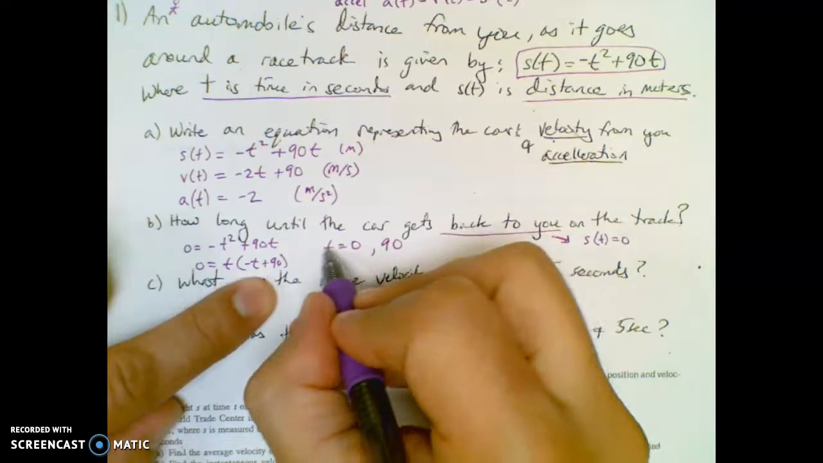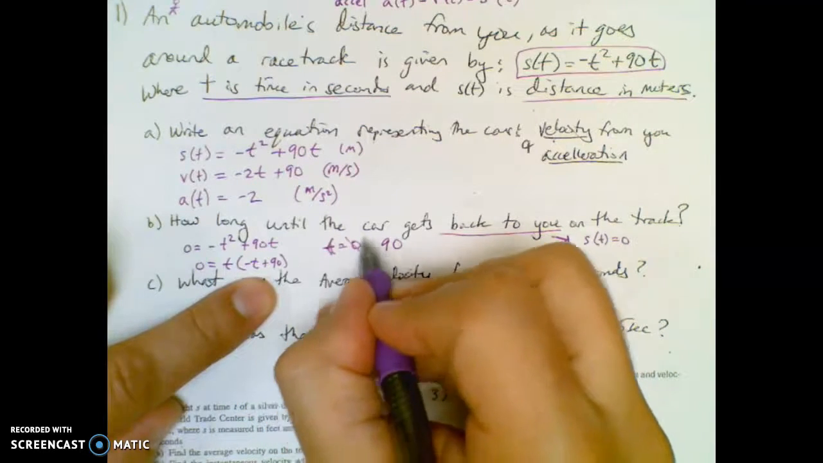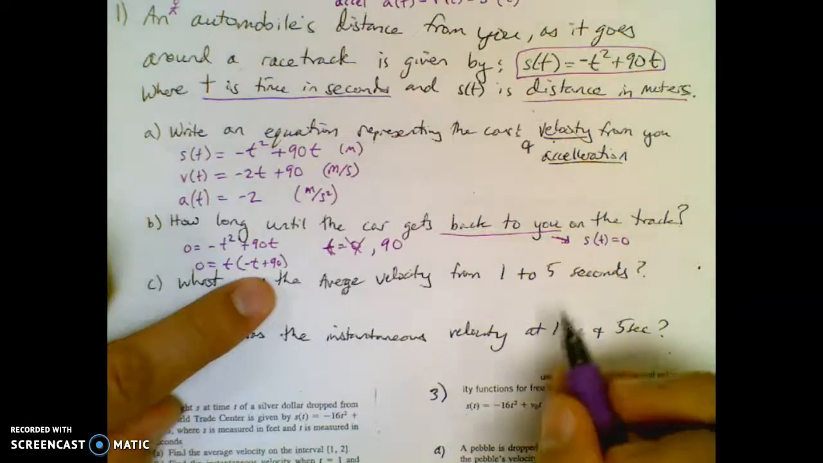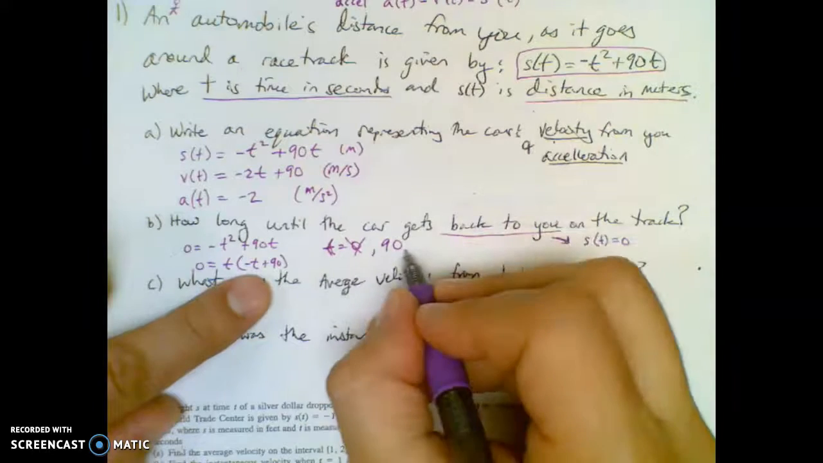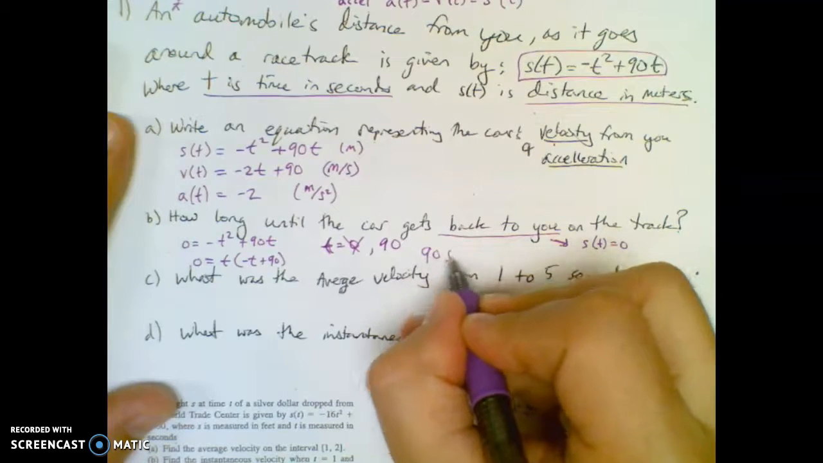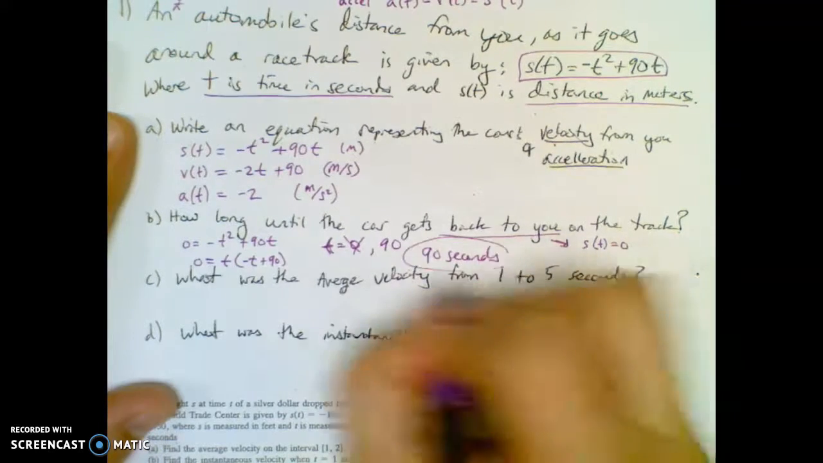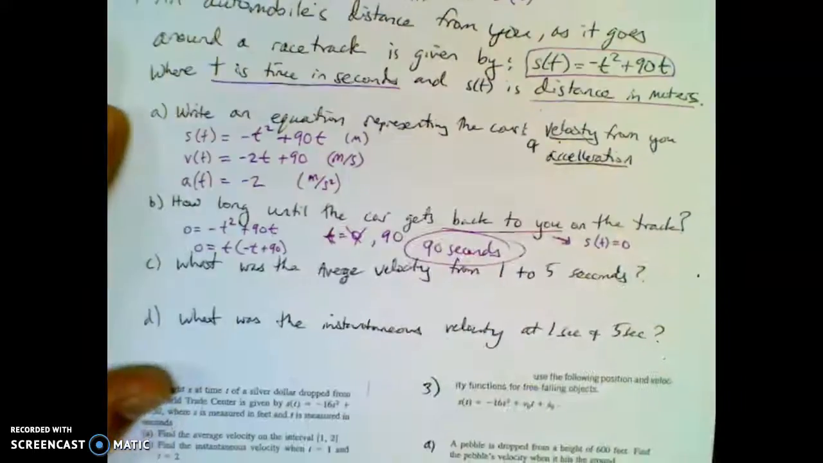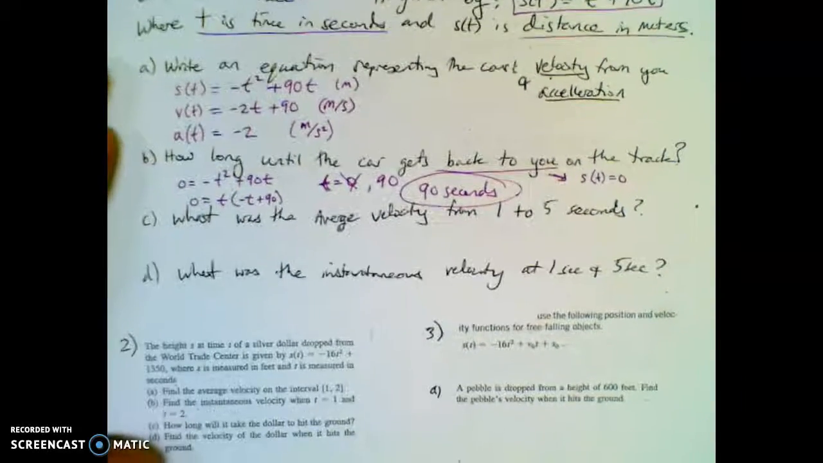0 is not reasonable because it said back to you. I would imagine at times 0 hasn't left you yet. So we're going to say 90, but word problems deserve word answers, so we're going to say 90 seconds, because t is time, and time is in seconds in this problem. Not always, this problem though.